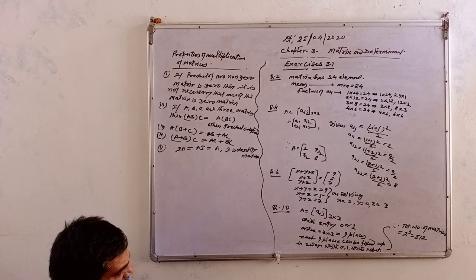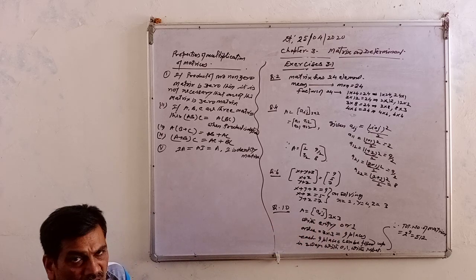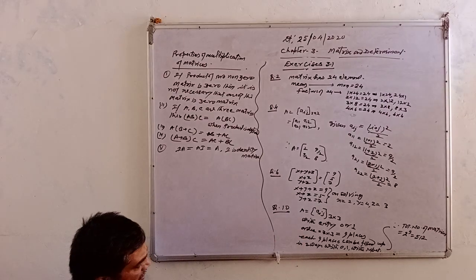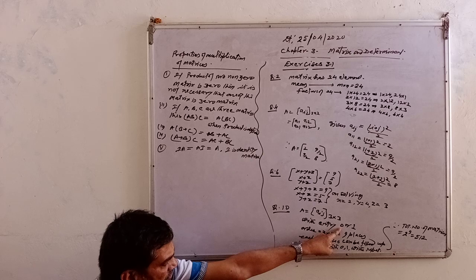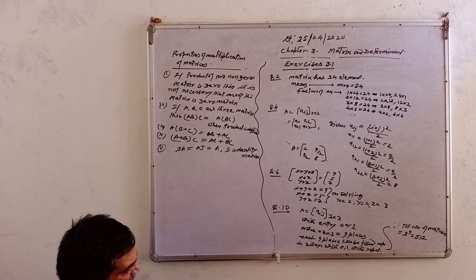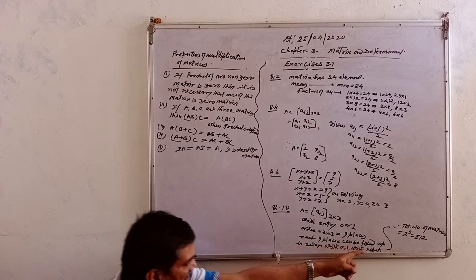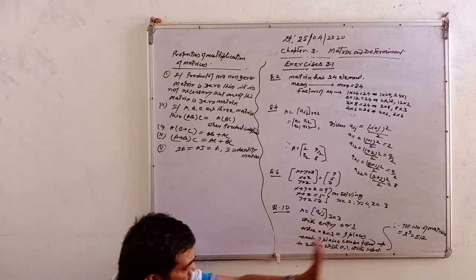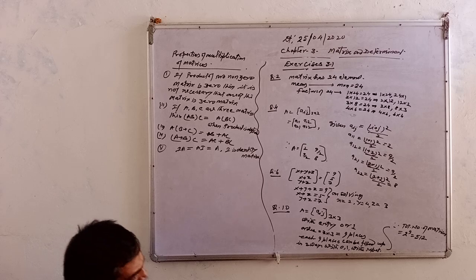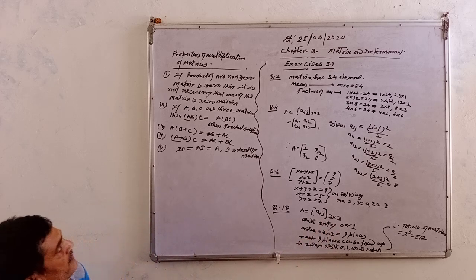Apply the permutation. For each place there are 2 options. You can fill up with 0 or 1. So each entry can be filled up in 2 ways, 2 options, 0 or 1. There are 9 places, with repetition. So the total number of ways of filling the places is 2 raised to the power 9, which means you can form 2 raised to the power 9 matrices with the entries 0 or 1.